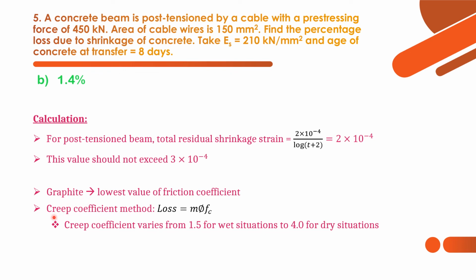And we already mentioned the creep coefficient. In the previous question, we used ultimate creep strain. But here is another thing, the creep coefficient. By using the creep coefficient method also, we can find the loss due to creep of concrete. So here loss is equal to m into phi into fc. M is the modular ratio, phi is the creep coefficient value, fc is the stress at steel level. So by using this formula, we can calculate the loss due to creep of concrete. This creep coefficient value varies from 1.5 for wet situations to 4.0 for dry situations.